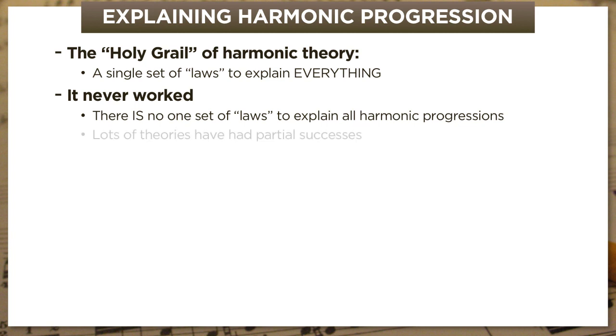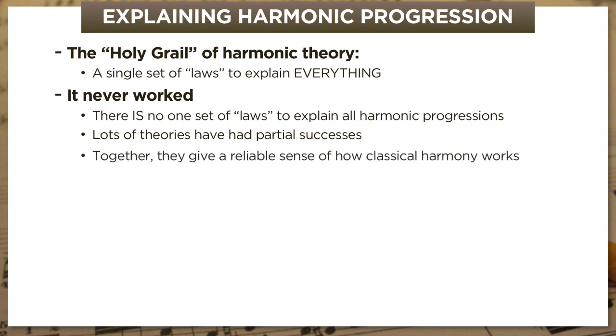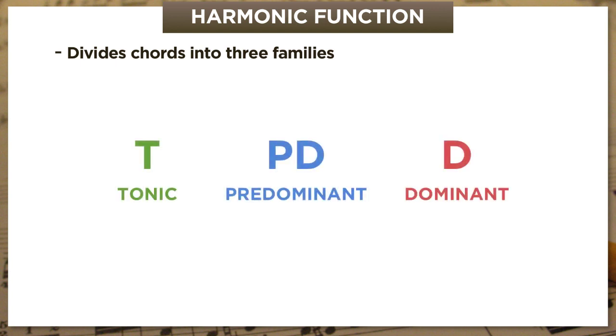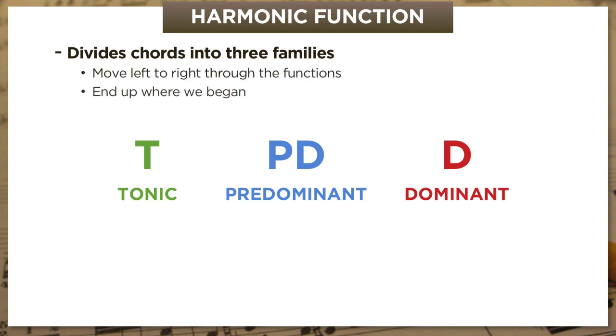But a lot of theories have had partial successes, and together they can help give us a reliable sense of how classical harmony works. And one of the most useful ones to start with, in my opinion, is that of harmonic function. So traditionally, function theory divides chords into three families based on how they behave: tonic, predominant, and dominant. And the idea is that we typically move from left to right through these functions, ending up where we began.